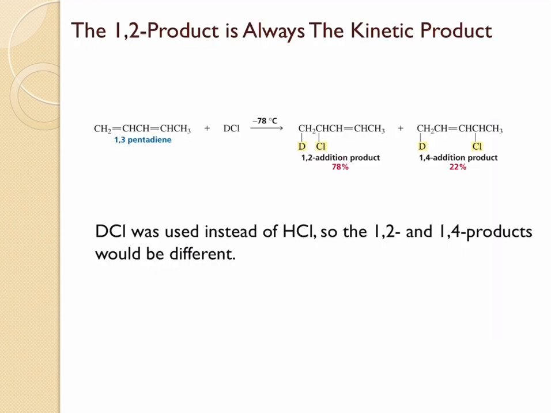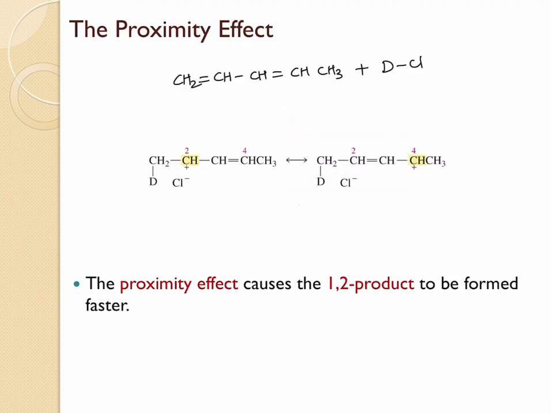Why is the 1,2 product always the kinetic product, the product that is formed faster? Chemists did experiments where they switched the HCl with DCl to see where the hydrogen is going. Here D represents deuterium, a heavier isotope of hydrogen. When they conducted the reaction at minus 78 degrees Celsius, they again got the 1,2 addition product as the major product. From the results, they confirmed that the reason deuterium and the chloride ion add to neighboring carbons, at the 1 and 2 positions, is that they are closer to each other.